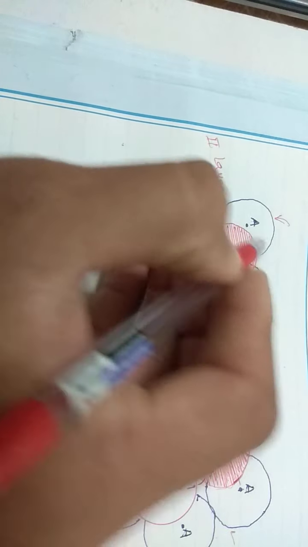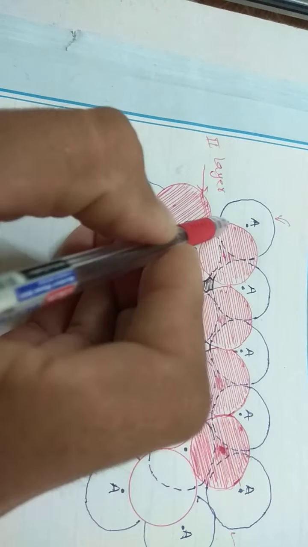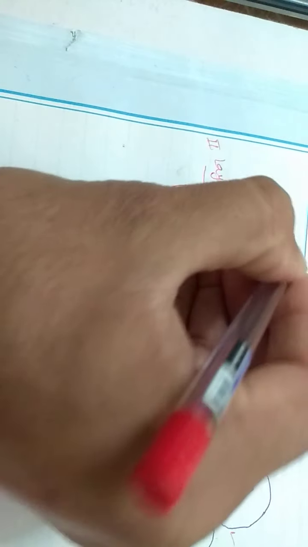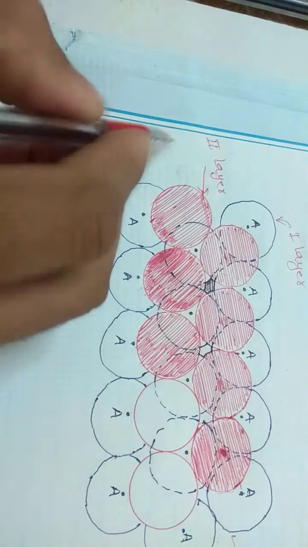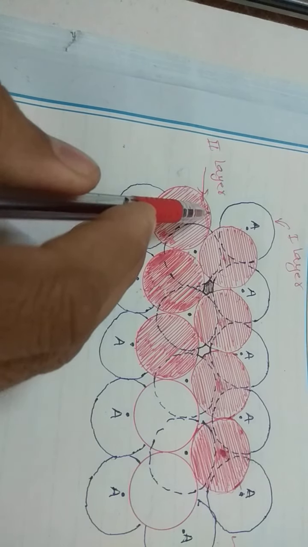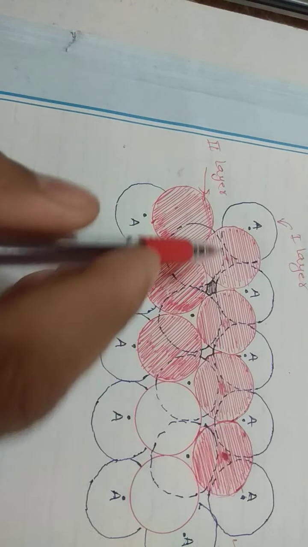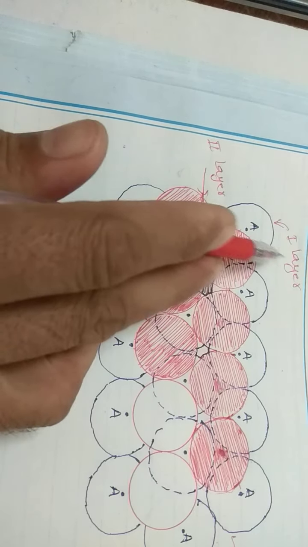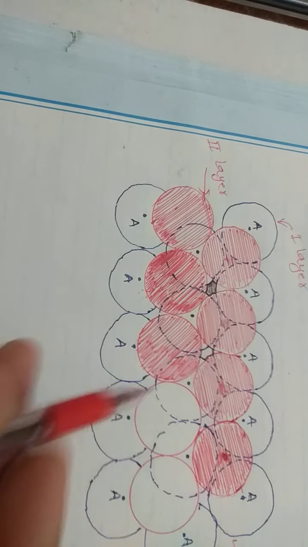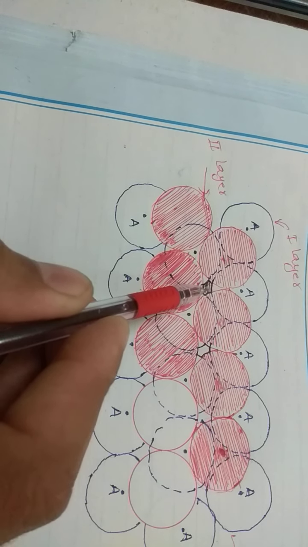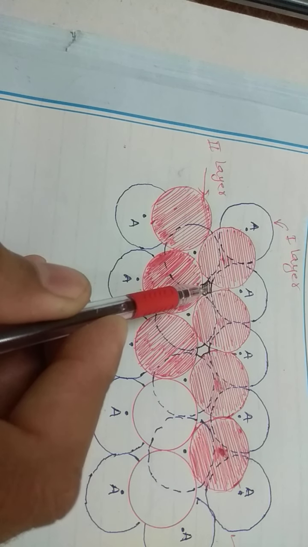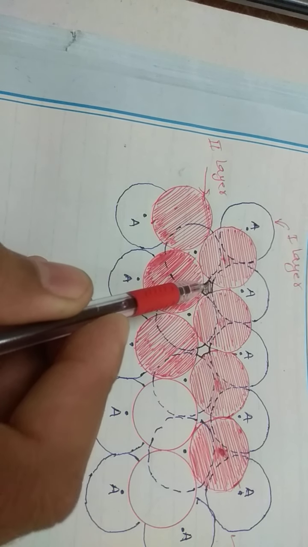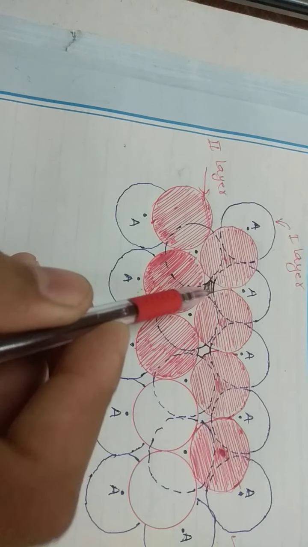And here these spheres whose center is represented by A, those are in the first layer. So the second layer is above the first layer, and the second layer is covering the red colored voids present in the first layer. Now you see that this void, which is black colored, is not occupied, it is still unoccupied in the second layer.